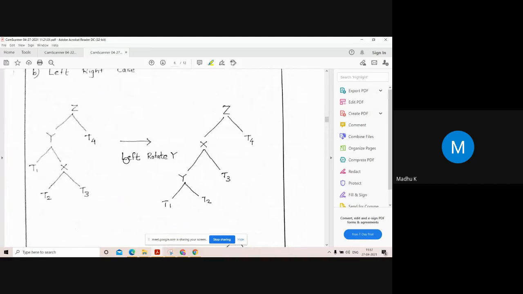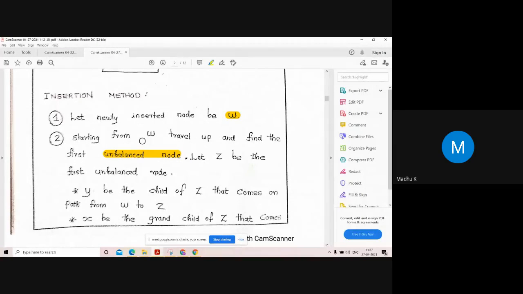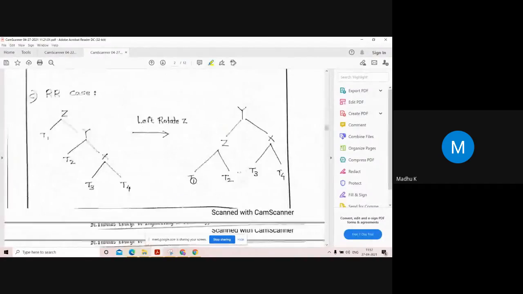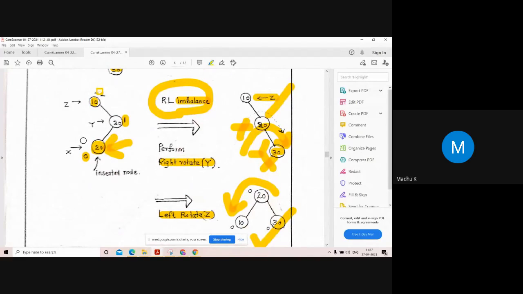Then you can check this algorithm method. Starting from W, travel up and find the first unbalanced node. So we should travel up from this node. Travel up from 20 and find out the first unbalanced node. So this is the node. Okay. So I am marking this node as Z.